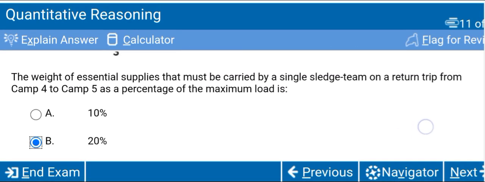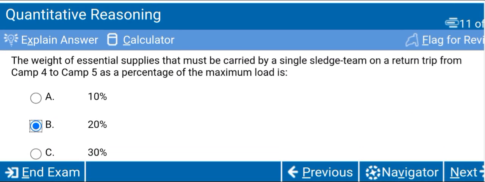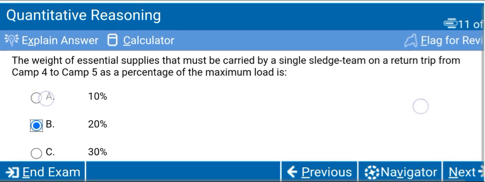So 40% is the weight of essential supplies that must be carried by a single sledge team on a return trip.